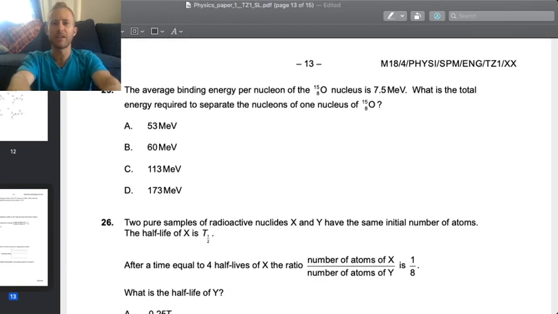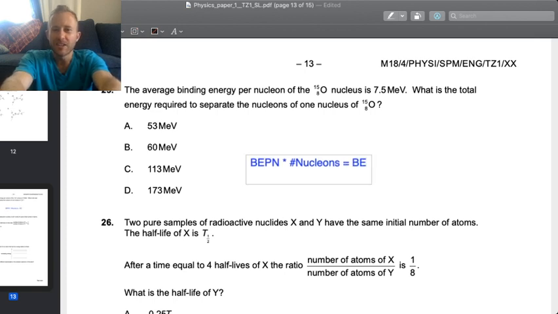25. The average binding energy per nucleon of oxygen 15 is 7.5 MeVs. What is the total energy required to separate the nucleons of one nucleus of that? So that's the binding energy per nucleon. If we take binding energy per nucleon and we multiply it by the number of nucleons, that's going to equal the binding energy.